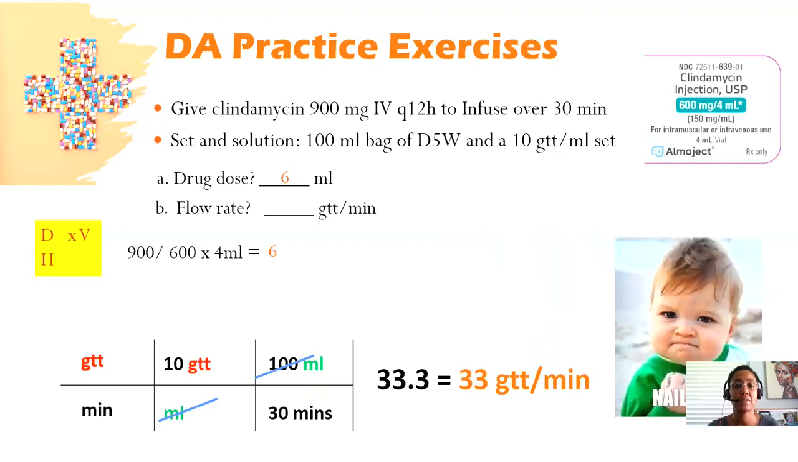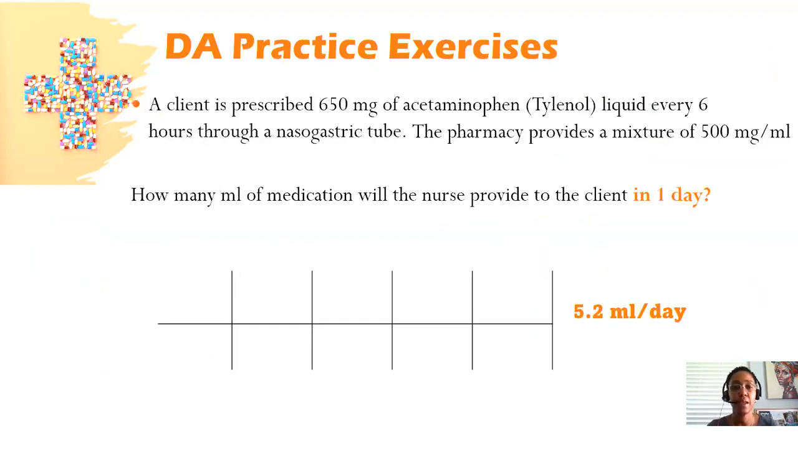Yes, you did it. All right, let's try one more. And I have the answer there already, but let's go through the exercise. So the client is prescribed 650 milligrams of Tylenol liquid. The pharmacy provides the mixture of 500 milligrams per ml.